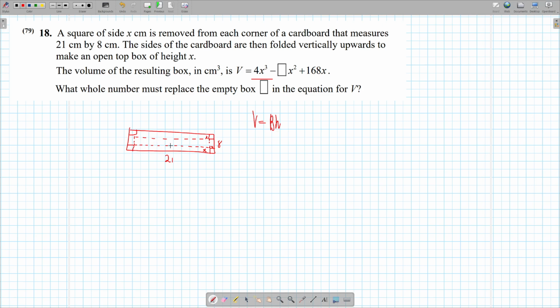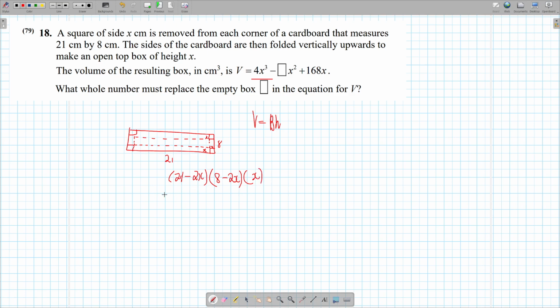What's the length of this base going to be? You removed x here, you removed x here. So the length is 21 minus x minus x, so 21 minus 2x, right? Because you know the area of a rectangle is length times width. What's the width going to be? It was 8. You removed x, you removed x. So it was 8 minus x minus x, so 8 minus 2x. But that's the area of the base. What's the height going to be? It's going to be x.